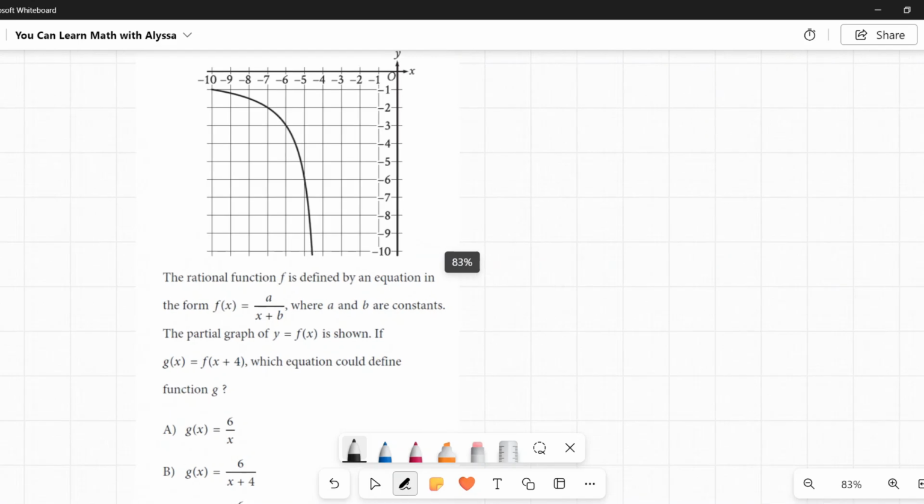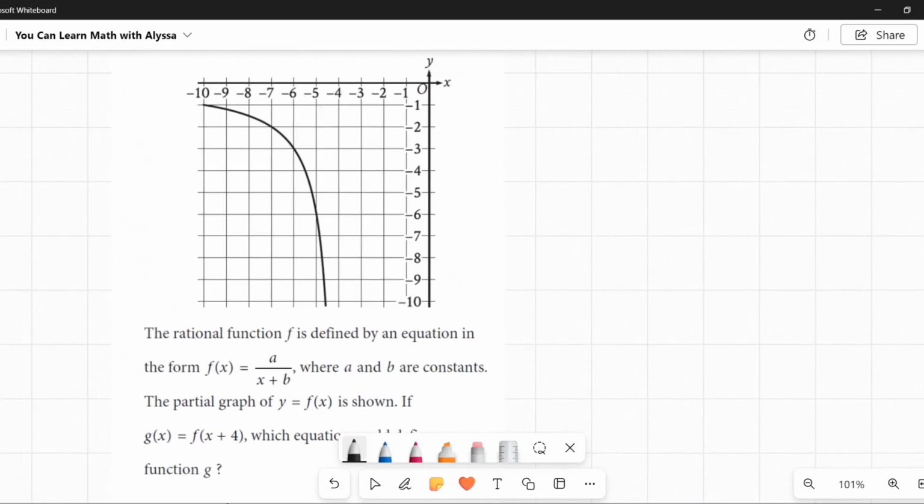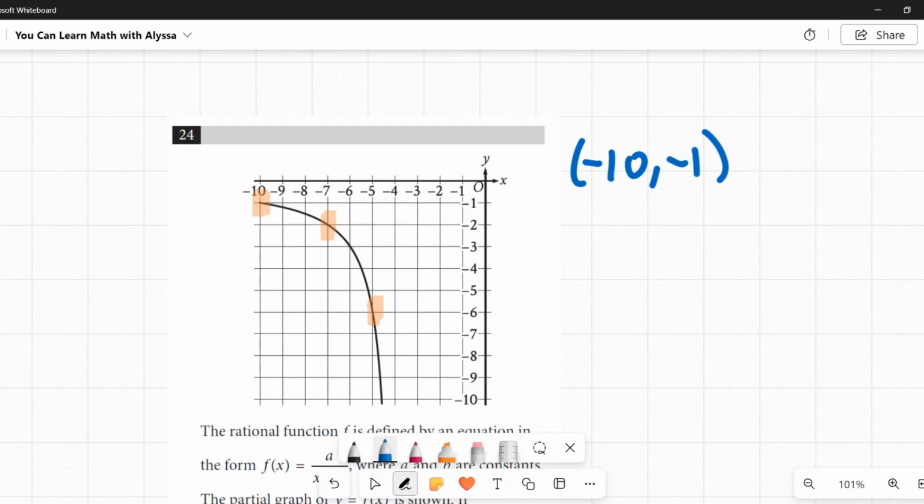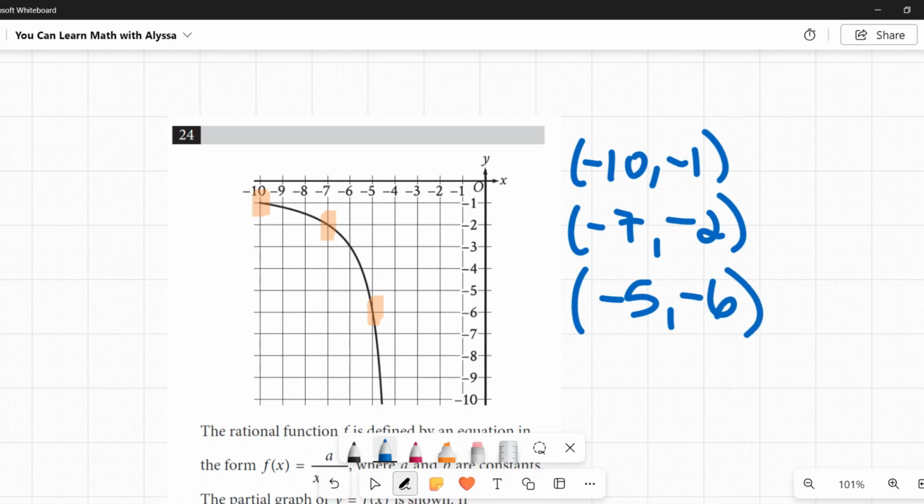Now, if I look at this graph, there are some points that pretty clearly are on this function, like right here at -10, -1. Right here at -7, -2. Right there at -5, -6. I think those 3 points we can say pretty confidently they are on this function. So I'm going to say -10, -1, -7, -2, and -5, -6.